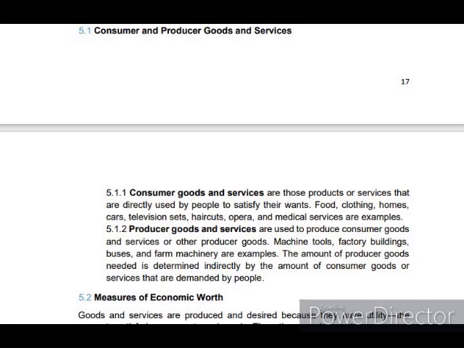Producer goods and services are used to produce consumer goods and services or other producer goods. Machine tools, factory buildings, buses, and farm machinery are examples. The amount of producer goods needed is determined indirectly by the amount of consumer goods or services that are demanded by people. So those two are under the consumer and the producer goods and services.